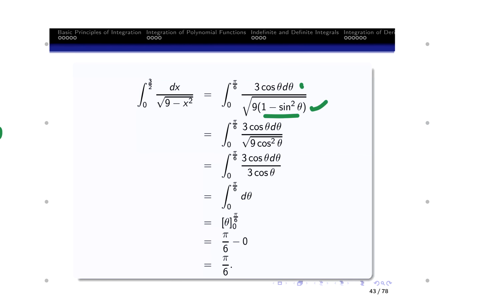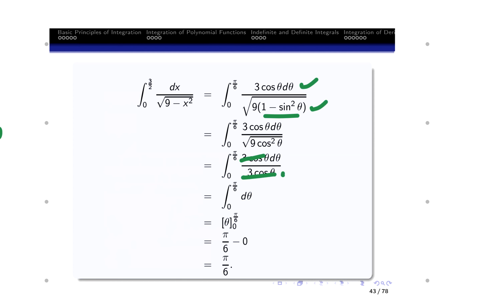Then 1 minus sine squared theta, you won't forget, is the same thing as cos squared theta, because sine squared theta plus cos squared theta is equal to 1. Now you can find the square root of 9 cos squared theta, which is simply 3 cos theta. Interestingly, 3 cos theta cancels 3 cos theta. And what do you have left? The integral from 0 to pi over 6 of d theta.